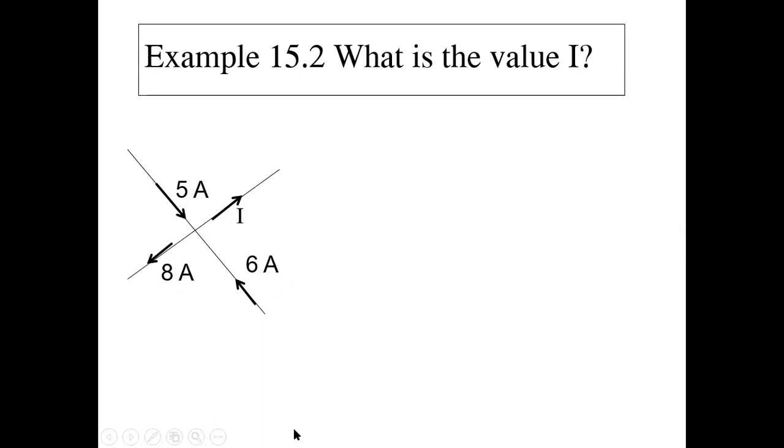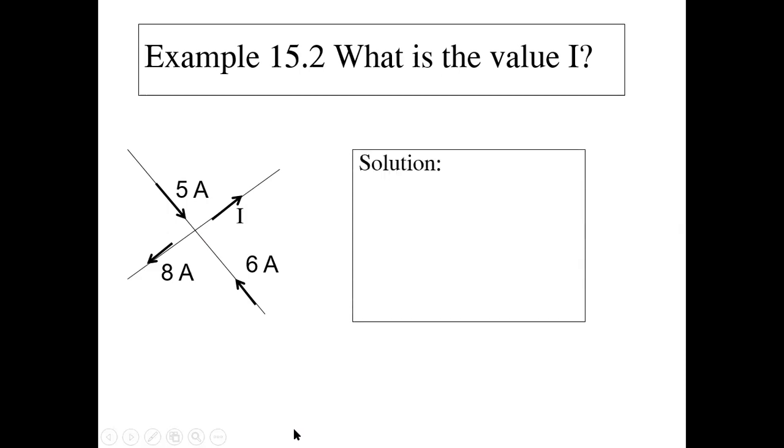6A plus I equals 8A plus 5A. So what's the answer? 7? How to get 7? 6 plus 5 minus 8. You add those going in minus those going out, then you get your answer. Oh yeah. 5 plus 6 equals 8 plus I.